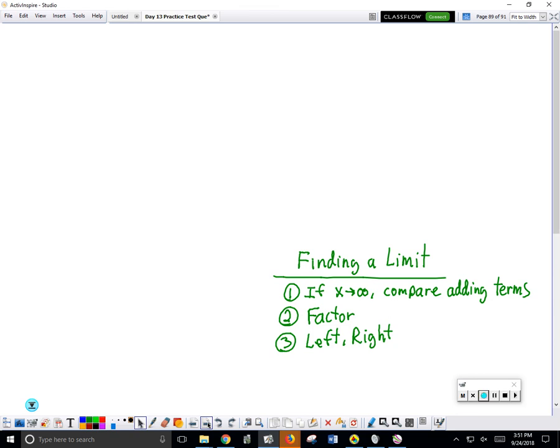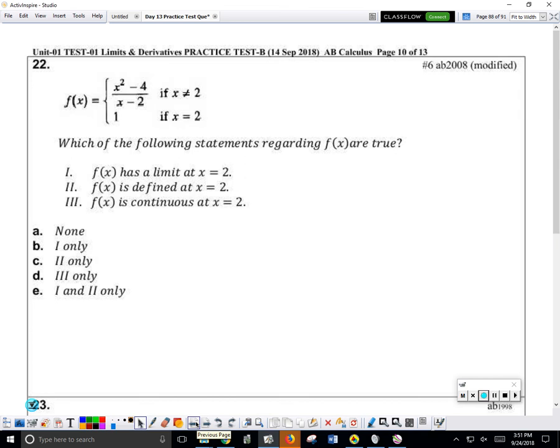Okay, so back to here. So what do I do first on this one, based on that flashcard? Well, it's not approaching infinity, so you don't have to do that. So then factor. So someone tell me how it factors. Well, you can't factor the 1. Say it, Reese. X plus 2, x minus 2. There we go.